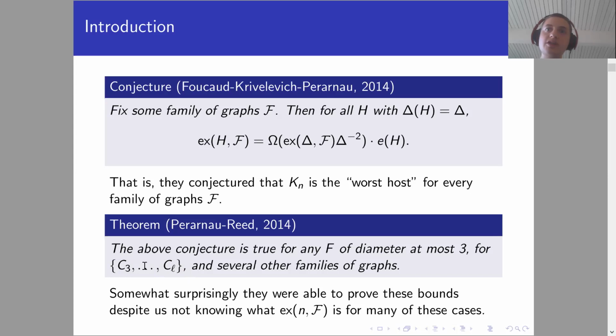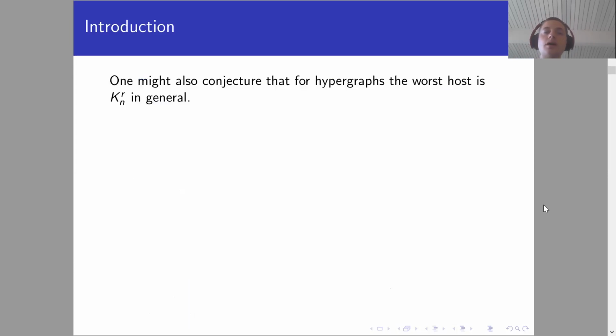And we still don't know what that is, but nevertheless, Perano and Reed were able to prove that you can get a lower bound of this form in terms of the classical Turan number of this family, whatever that might end up being. And again, the clique shows that the bound is sharp. So that's roughly what's known for graphs.